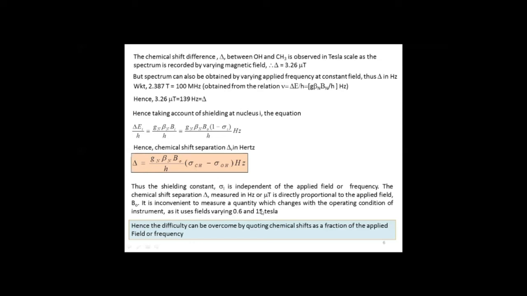So in order to get a generalized representation of this chemical shift difference, the difficulty can be overcome by quoting the chemical shifts as a fraction of the applied field or frequency. If we calculate in that way, either way, the results will be the same. We can see this in the coming slide.